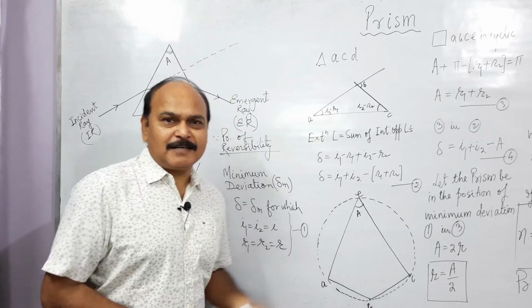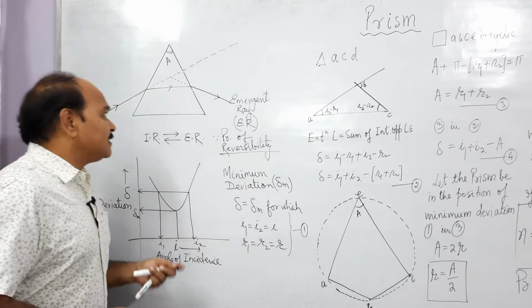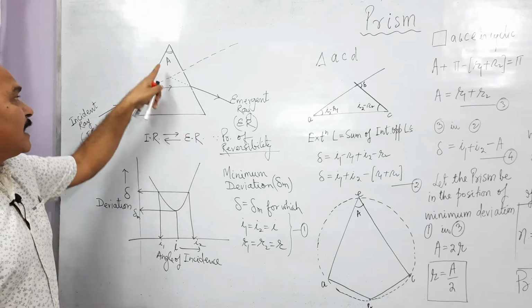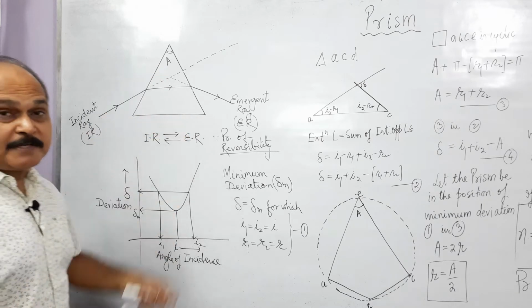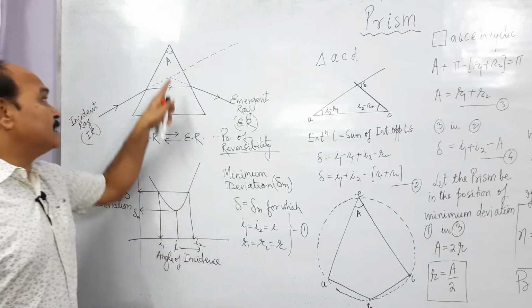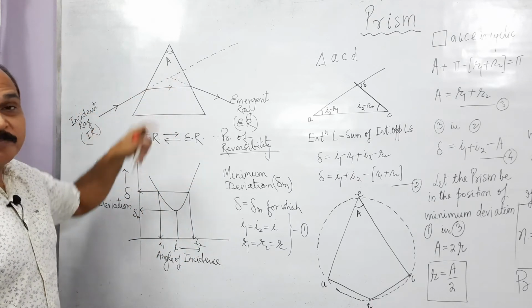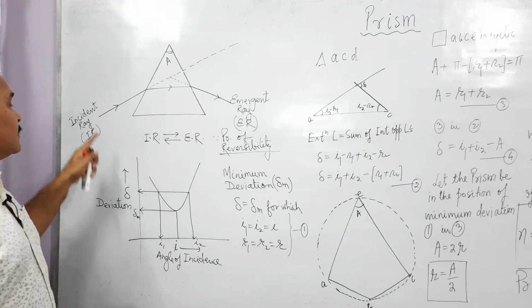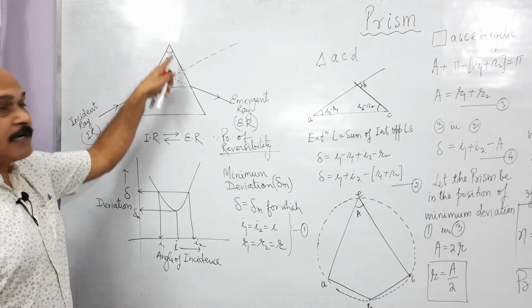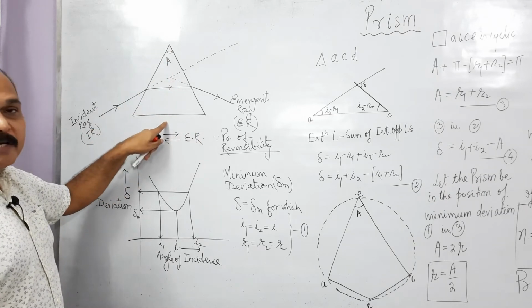Let us all see the diagram. Well, children, this is a prism. This is the angle of prism, and this angle of prism is the characteristic property of a prism. We know a prism by its angle, which is called angle of prism A. This is an incident ray. This is one of the refracting surfaces. This is the other refracting surface. This one is the base.